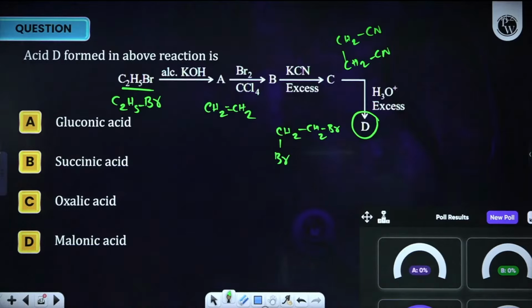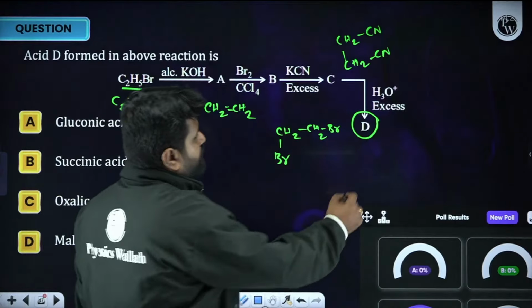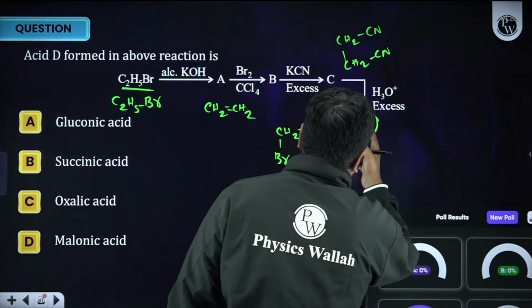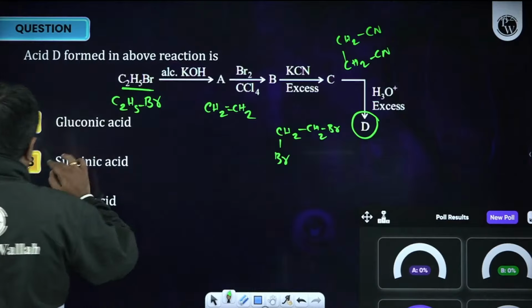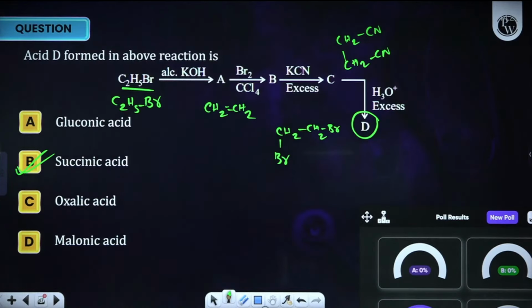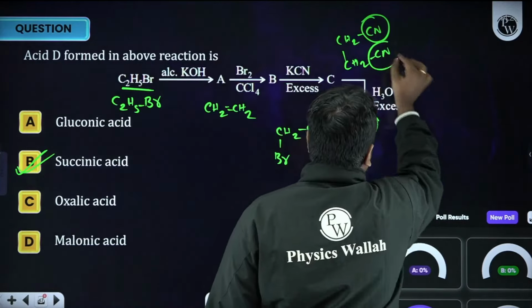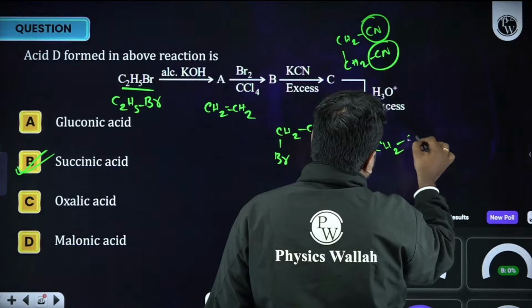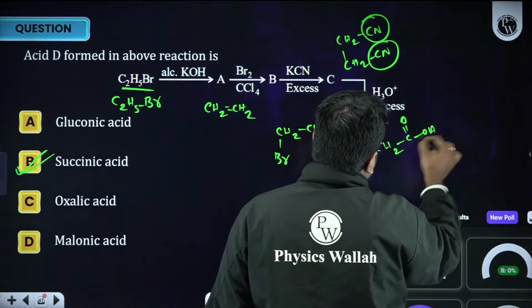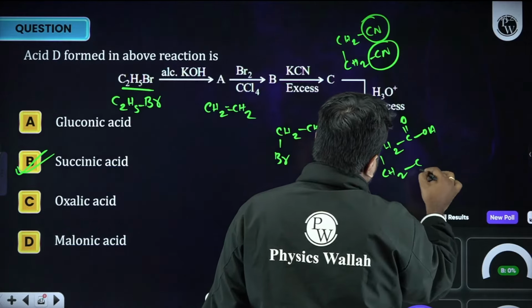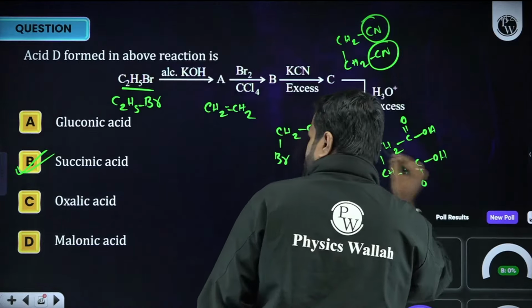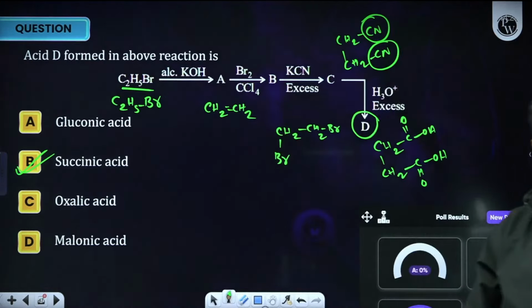With excess of water, automatically we will be getting succinic acid. It is clear. So remove CN and then we need to put COOH. That's all: CH2COOH, CH2COOH. The correct answer is succinic acid.